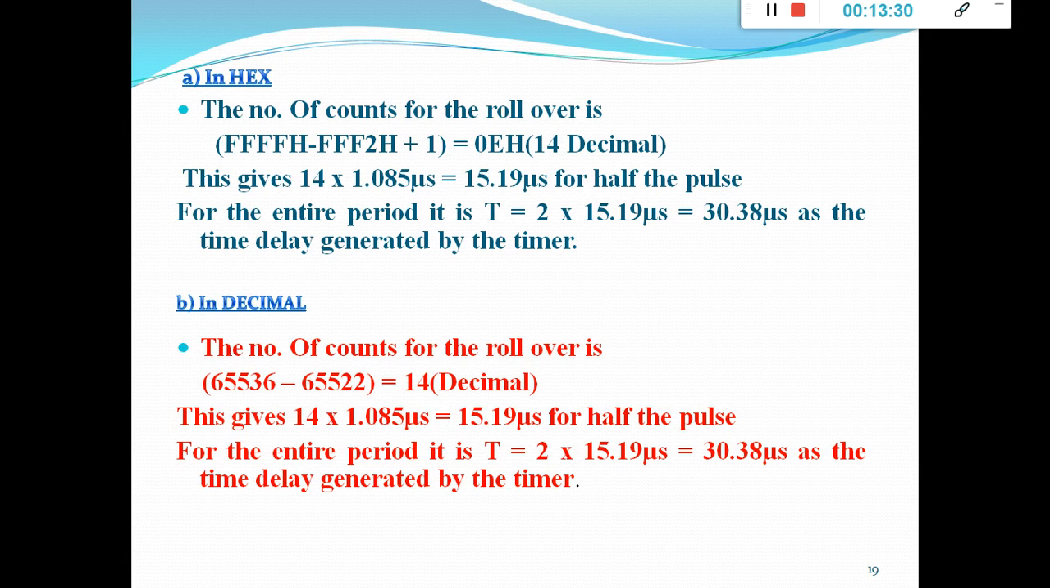Of these, the time delay you calculate with overhead gives the more accurate time delay. So there are two ways of calculating the delay, with overhead and without overhead. How to calculate the delay without overhead? By taking the initial count. Whatever count you load in TH and TL, take that initial count and apply it in the hex or decimal formula, and you get the time delay of the entire period. That is the time delay of the entire period without overhead. So how to calculate with overhead? By including the machine cycle of each instruction.